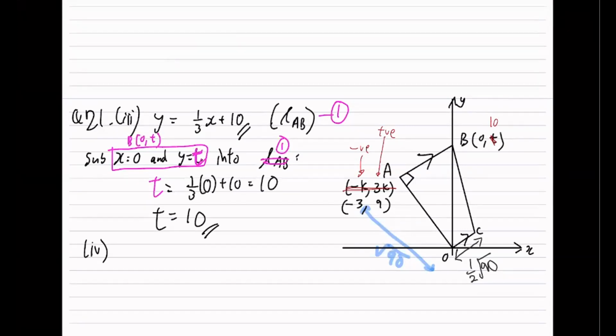Yes. Then how? You got the distance. How? Two possible coordinates. Wait, this is root 90, right? Yes, correct. Okay. Gradient OC is the negative reciprocal of... wait, actually, gradient OC is the same as gradient of AB, which is 1/3. Yes, correct.